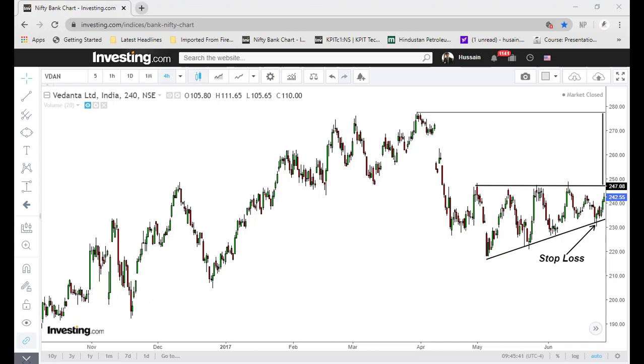Remember, the breakout is only above the horizontal line, that is the 247 zone. The target of the pattern is the width of the pattern, so it comes around the 277 level. Let's see how this pattern worked.